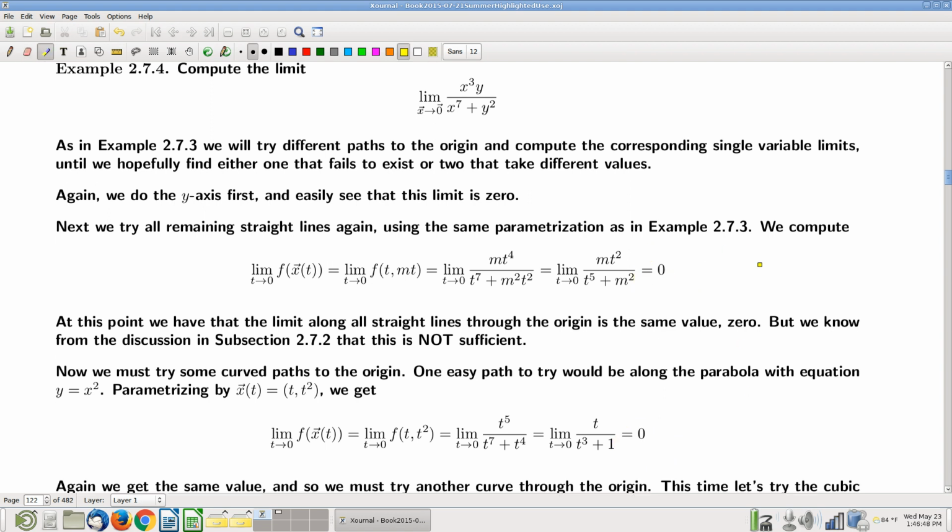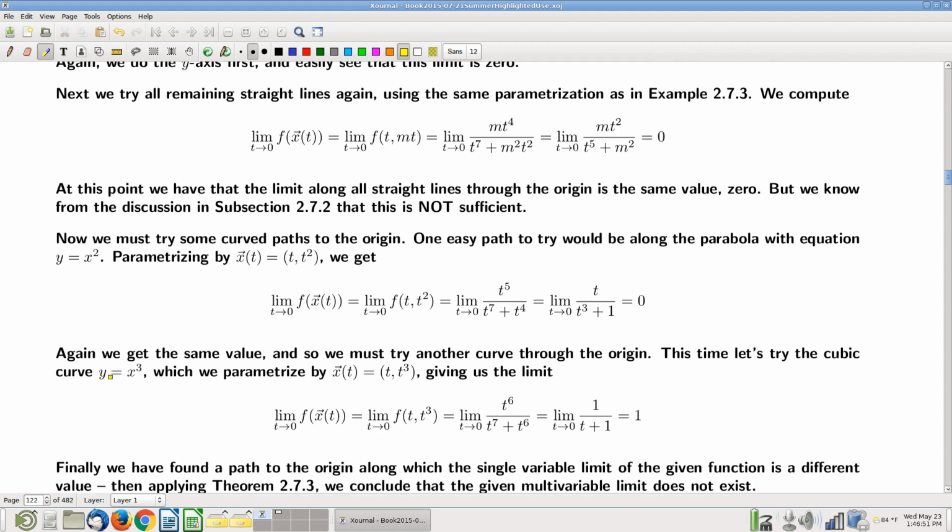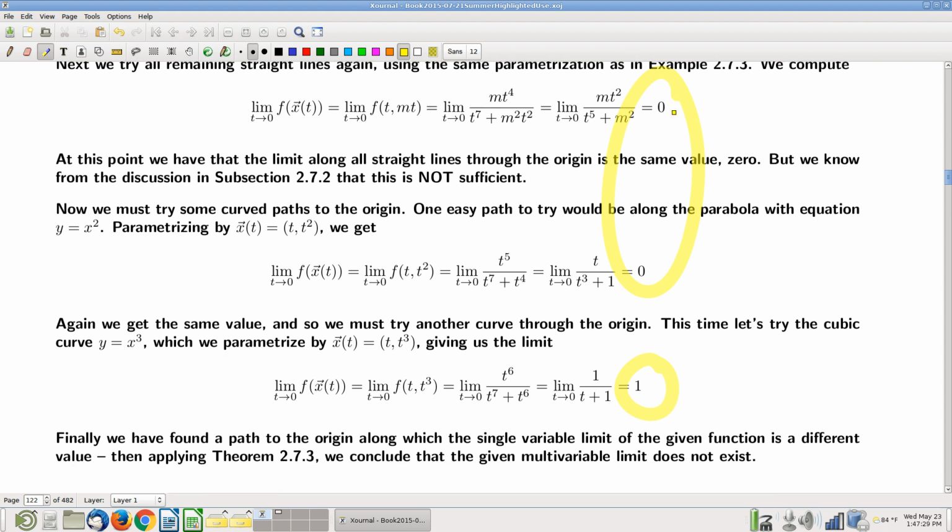And then look what happens when we try along cubics. There's a cubic. That's how you parameterize the cubic. Plug that into the function. You get 1, not 0. And so the game is over at this point. We had a bunch of zeros. It was looking like they were all going to be equal, like the limit was going to be 0. And then we found a path along which we get a different answer. Game over. They lose. The limit does not exist because these two values are different.